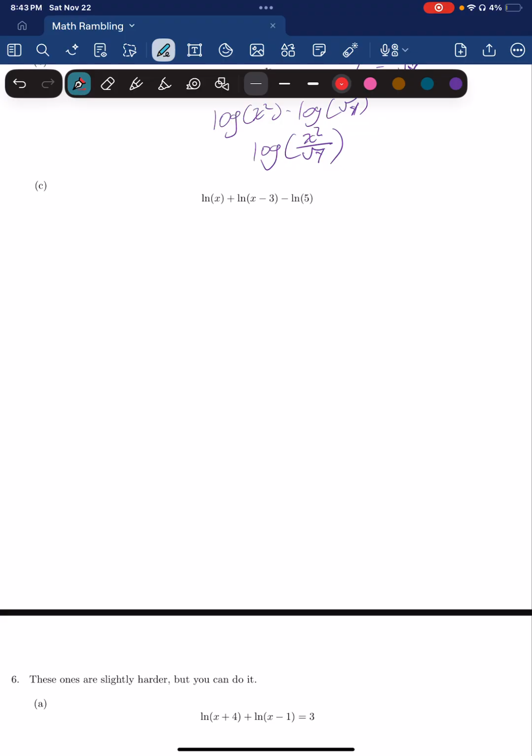Okay, ln x plus ln of x minus 3. We're going to combine those using multiplication into ln of x times x minus 3 and then minus ln 5. Okay, x times x minus 3 is the same thing as x squared minus 3x. And then minus ln of 5. We can combine these using division. And we get ln of x squared minus 3x over 5.